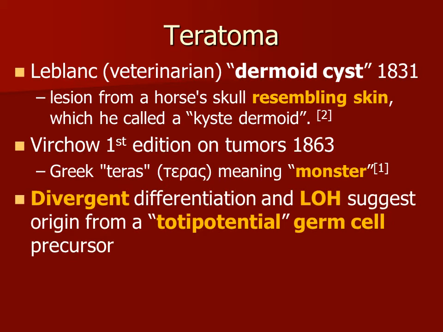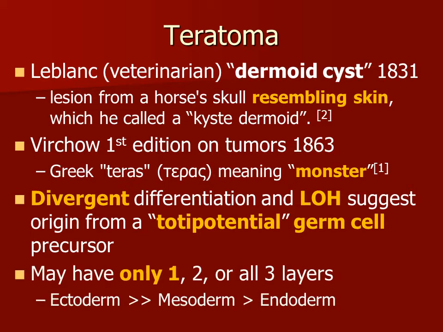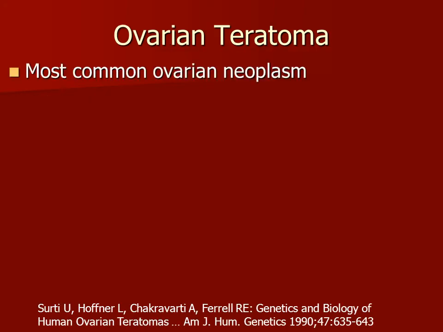The notion of a teratoma is that you have divergent differentiation, but there is loss of heterozygosity, suggesting the origin of this neoplasm from a totipotential germ cell precursor. And although teratomas may have all three different germ cell layers represented, they most commonly have ectoderm more than anything else, and it can still be a teratoma even if there is only monodermal differentiation.